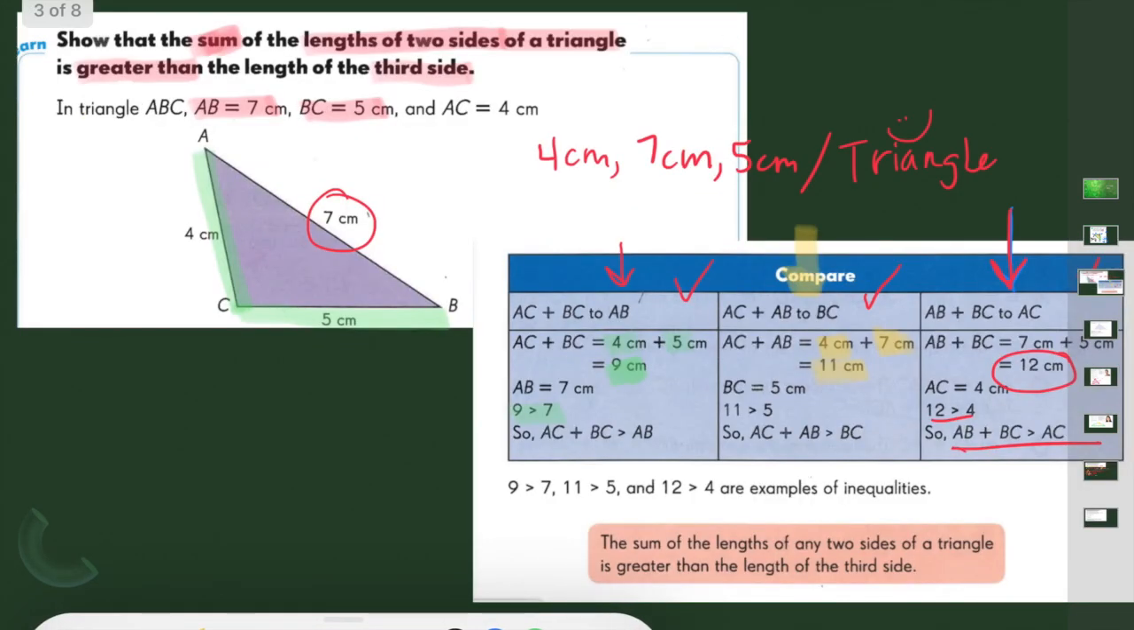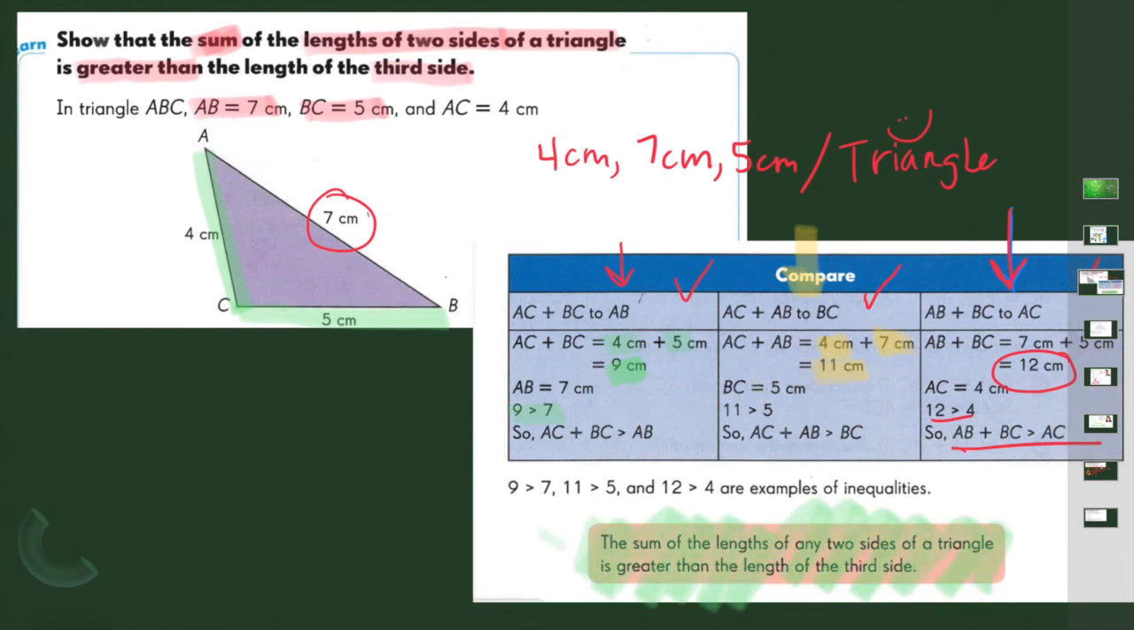So in today's lesson, we learned that the sum of the lengths of any two sides in a triangle has to be greater than the length of the third side. This is a rule for triangles and how they can be formed.